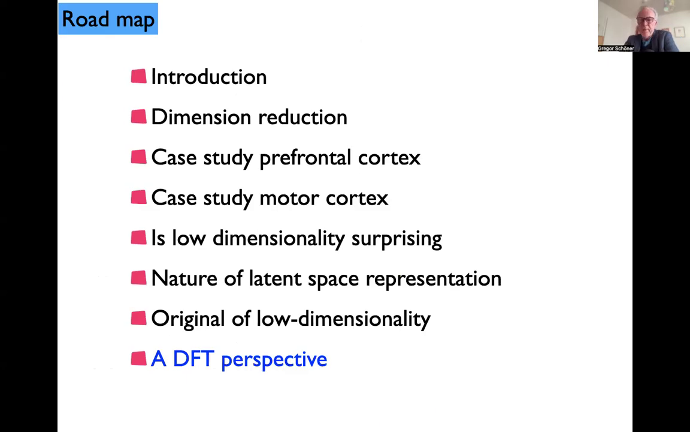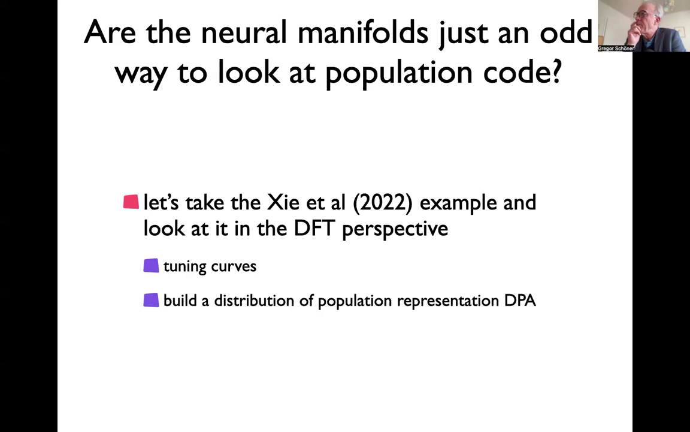So the last point I want to make is to try to look at the same thing from a radical DFT kind of perspective. So ask, are these manifolds really different from the way we've thought about population code? I use this example of Xedal, where they have a lot of examples in their report, so that we can look at that. So let's look at their tuning curves and maybe see if we can do a DPA.